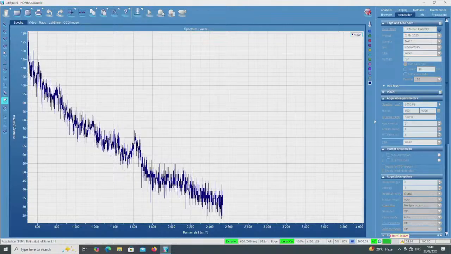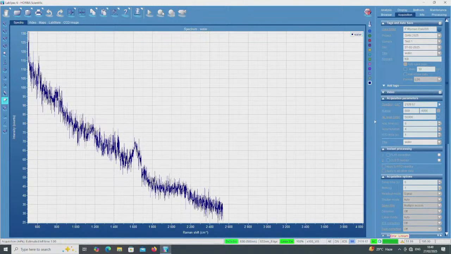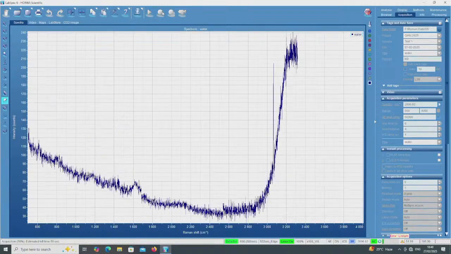Okay, now we are measuring water. And do you remember yesterday we measured the FTIR spectrum of water? At that time, we detected the OH stretching band and the HOH bending band. This is the HOH bending band. And this is the OH stretching band.